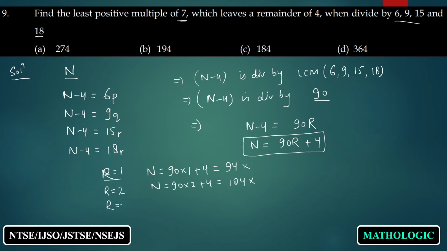You can use the divisibility rule for 7 and check yourself, right? Now come to R is equal to 3. So n will become 90 times 3 plus 4. This will be 274. Again, this number is also not divisible by 7. And the last number, R is equal to 4: 90 times 4 plus 4, which is equal to 364. Now this is the least number which is divisible by 7. So the required number is 364. So the correct option will be option D, and it is the answer. I hope you guys got this problem.